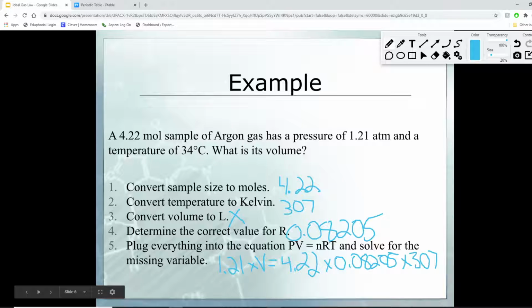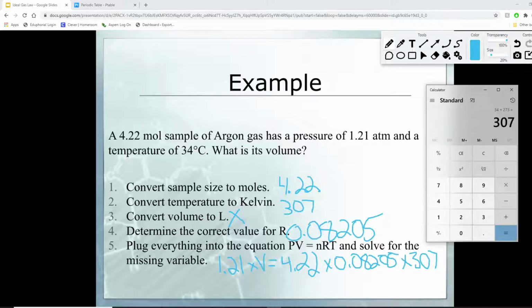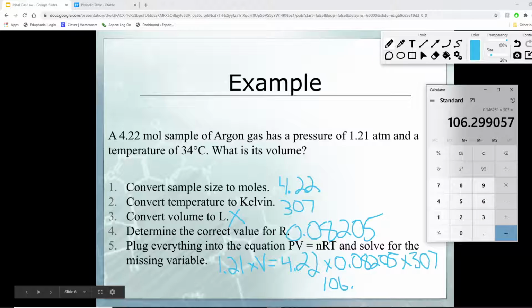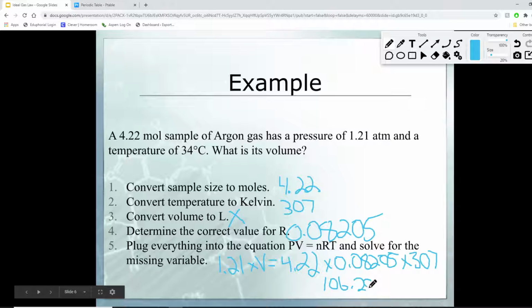All right, and once you get to this point, it's just algebra, right? Over here on the right side, there's no variables or anything, so there's nothing stopping us from multiplying everything together. So 4.22 times 0.08205 times our 307 gives us a total of 106.29905.